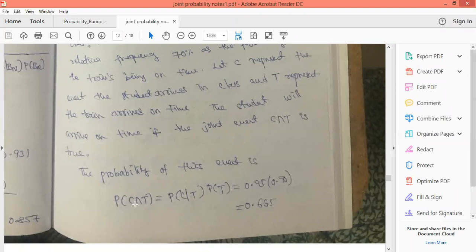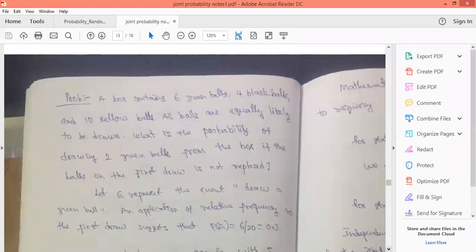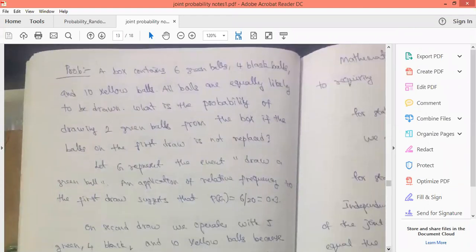That is, how many students will reach the school in time is given as probability of C given T into probability of T. It is given as 0.665. Okay. So this problem also we have discussed in the last class. You see this problem, this is very important.